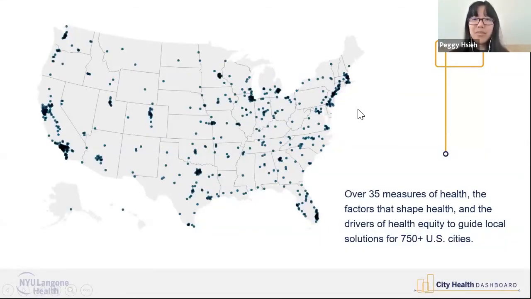So the City Health Dashboard is an online, publicly available, interactive website data platform. We have over 35 measures of health, the factors that shape health, and the drivers of health equity to help guide local solutions for 750 US cities. And as you can see on the map here, each of these blue dots represent one of the cities on our dashboard. So we have cities all across the US with populations over approximately 50,000.